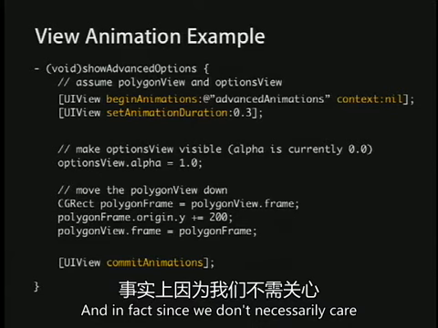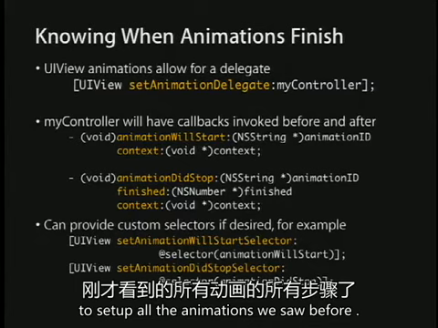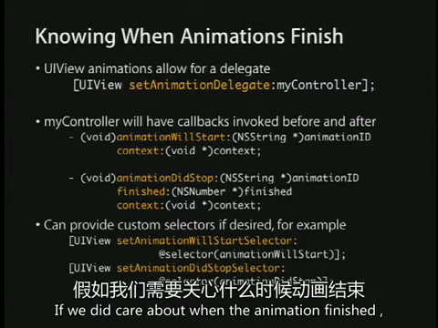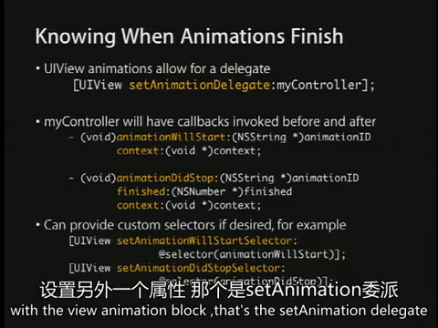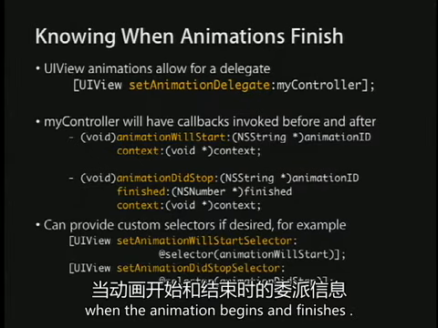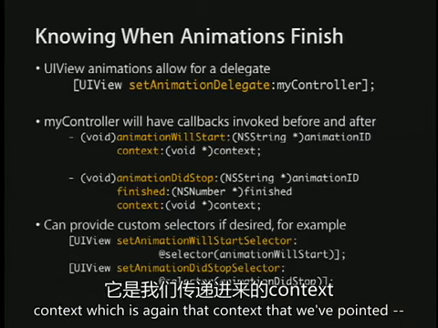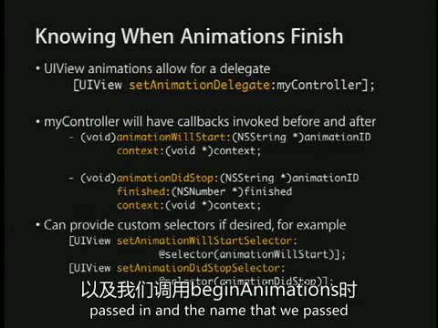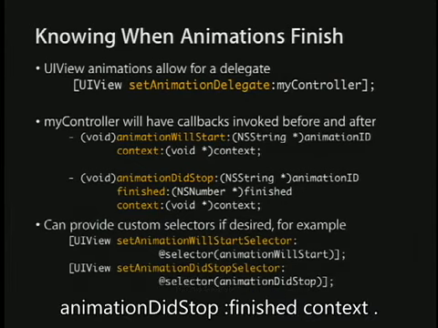And in fact, since we don't necessarily care when they finish, that's really all we have to do to set up all the animations we saw before. If we did care about when the animation finished, you can set up some delegate methods. There's another property you can set with the view animation block. That's the set animation delegate, which lets you specify some object to receive these delegate messages when the animation begins and finishes. And the delegate methods we can set are animation will start context, which is, again, that context that we passed in, and the name that we passed in when we called begin animations. Animation did stop finished context.